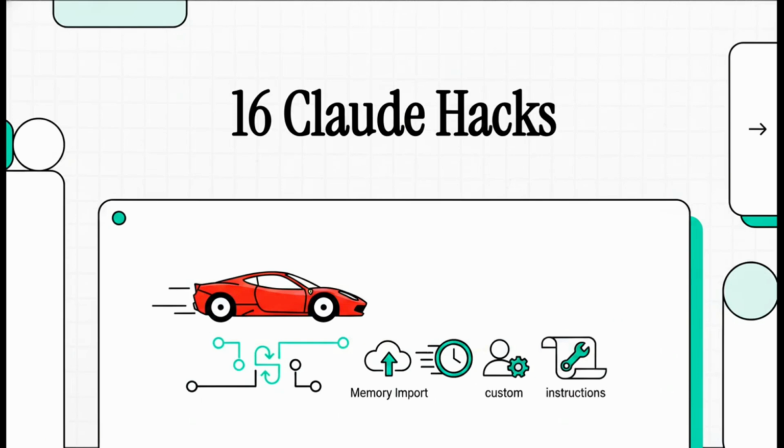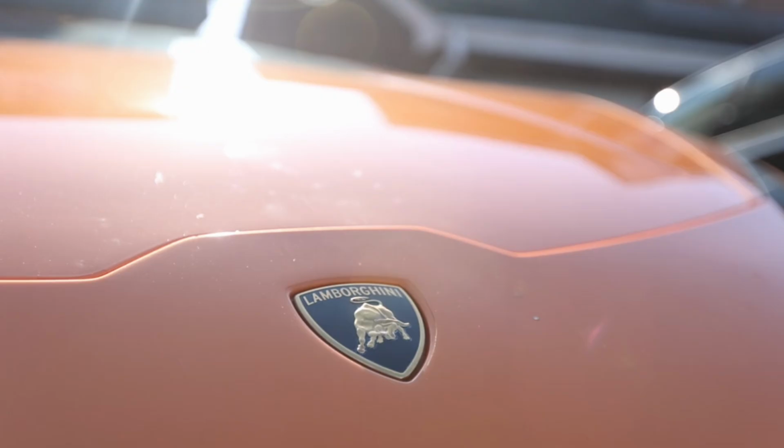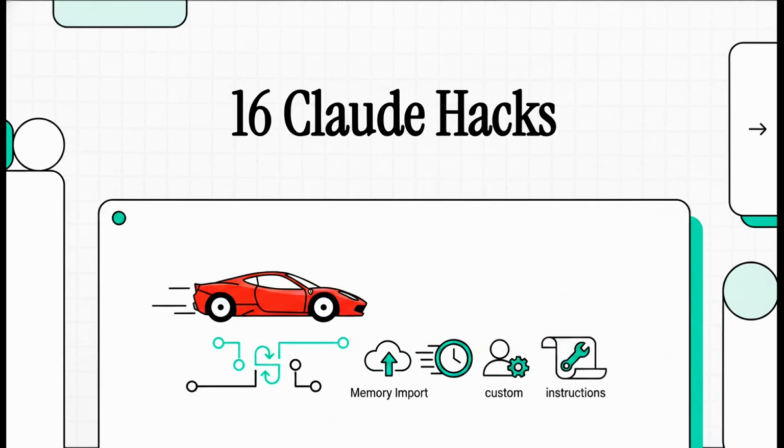Okay, let's jump right into this. If you're firing up Claude right now and just treating it like a glorified Google search, well, you're basically buying a Ferrari and driving at 10 kilometers an hour in a school zone. It is time to take the parking brake off.